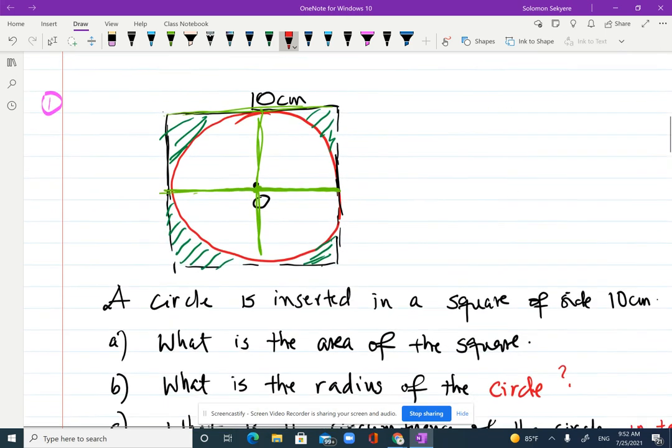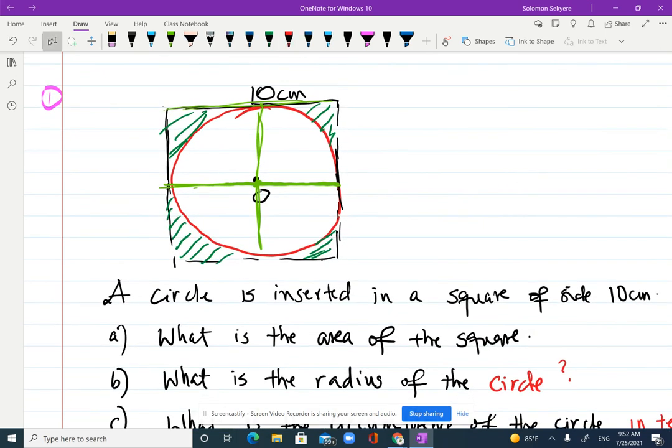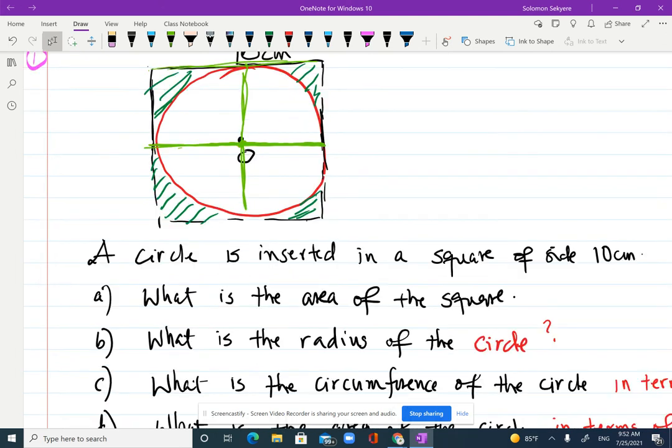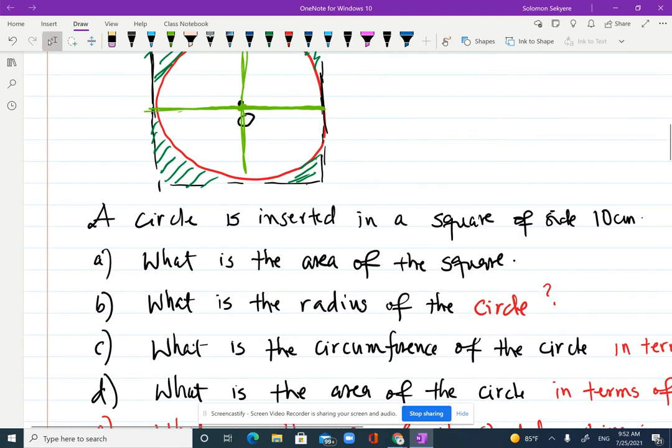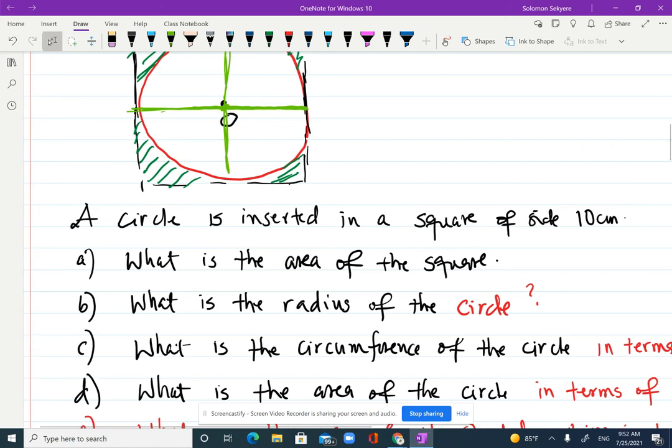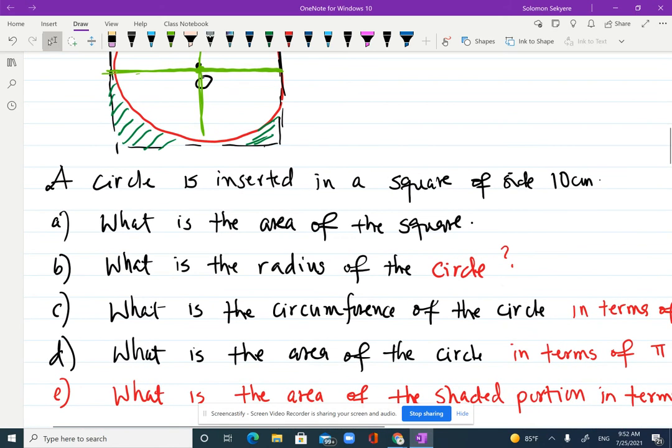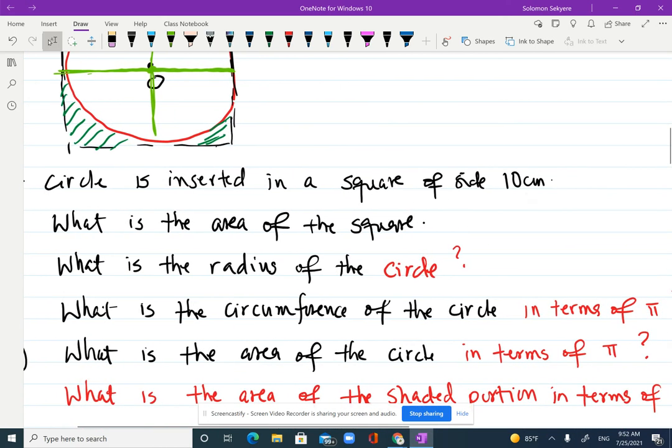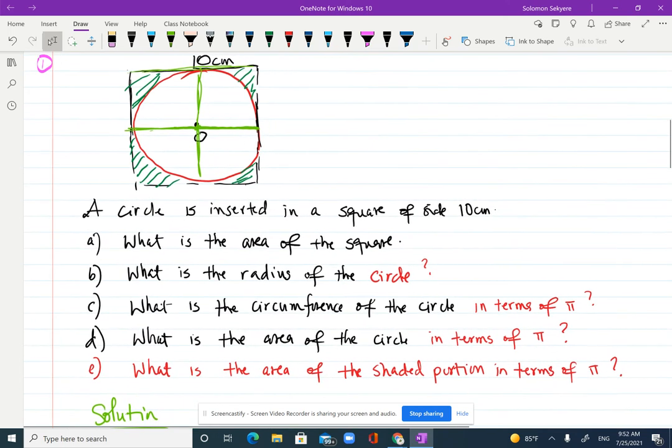Now let's get to work here. I have a circle inscribed in a square. The square has a side of 10 centimeters. What is the area of the square? What is the radius of the circle? And what is the circumference of the circle in terms of pi? What is the area of the circle in terms of pi? And what is the area of the shaded portion in terms of pi?